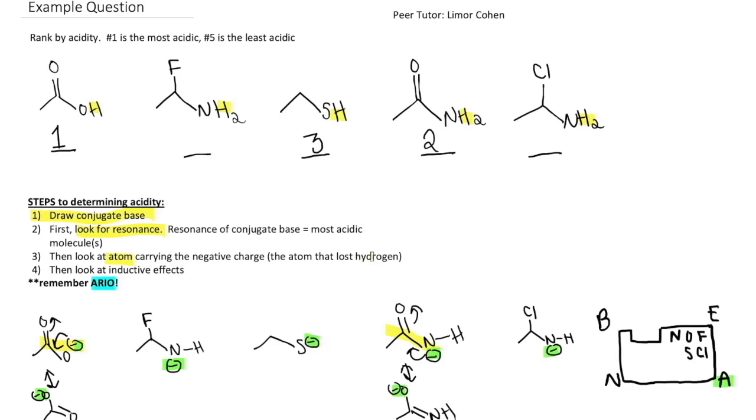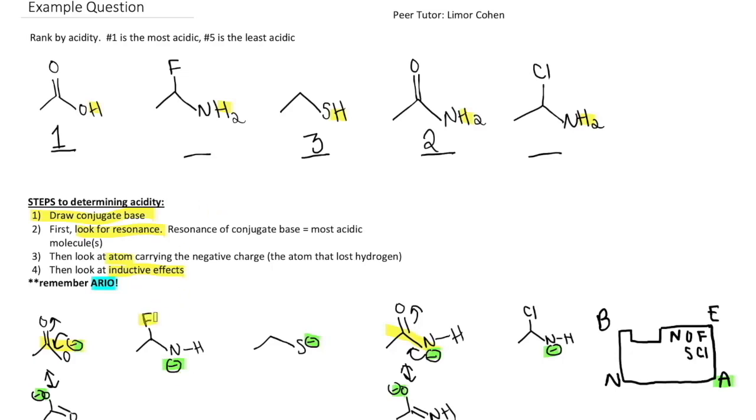When deciding between which one will be ranked 4 and which one will be ranked 5, I want to now look at inductive effects. Since both of these negative charges are on nitrogen, the only thing that's different is other atoms on the molecule, so other inductive effects. With inductive effects, we need to remember that more electronegative atoms will withdraw away electrons from this negative charge, making it more spread out and more stable.